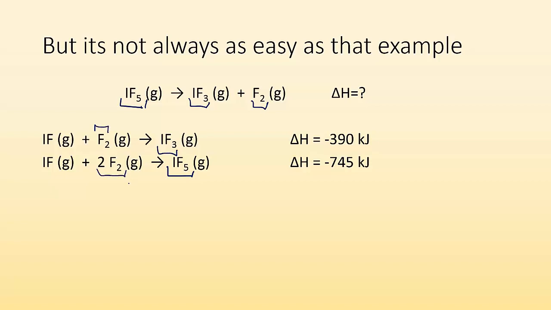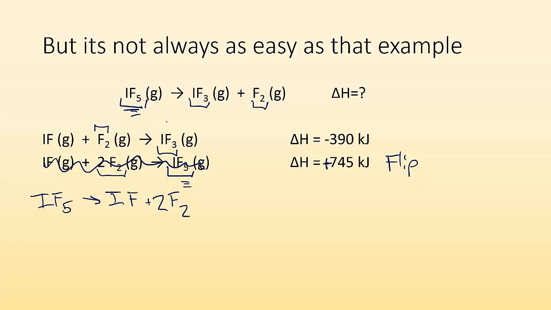So let's start rearranging things as needed. I need IF5 to be on the reactant side. Well, in this equation, it's on the product side, so I'm going to have to flip this, right? Which means my delta H is going to change sign. It's going to go from a negative to a positive, and my reaction is actually going to be IF5 becoming IF3 and 2 F2s, right? So now I can ignore this because I flipped it around. So let's see, I need IF3 as a product. That's where it is.